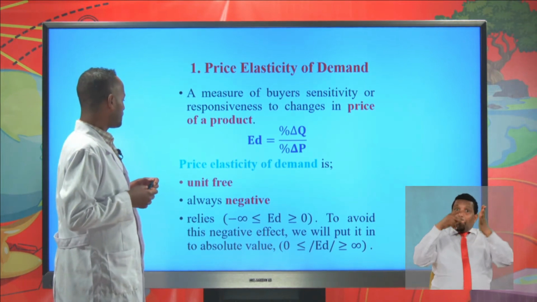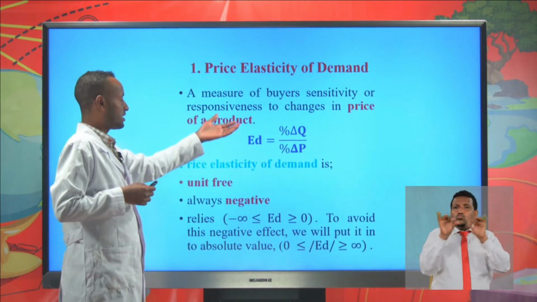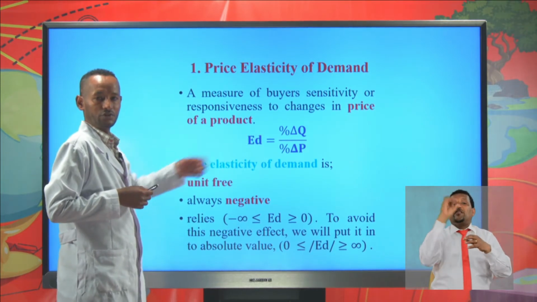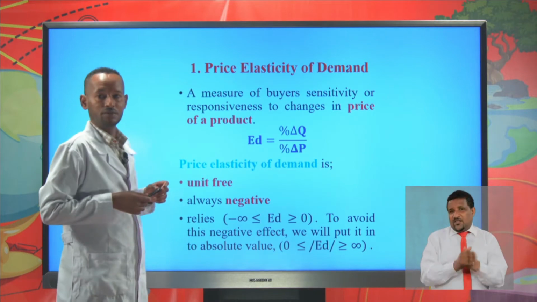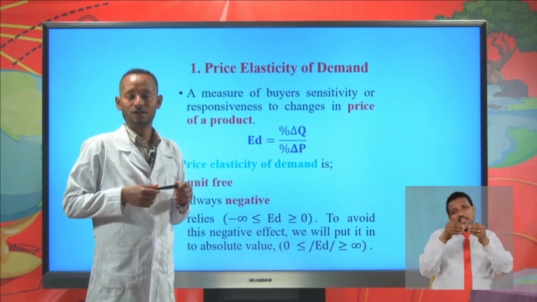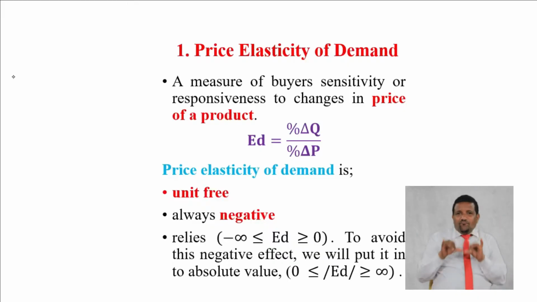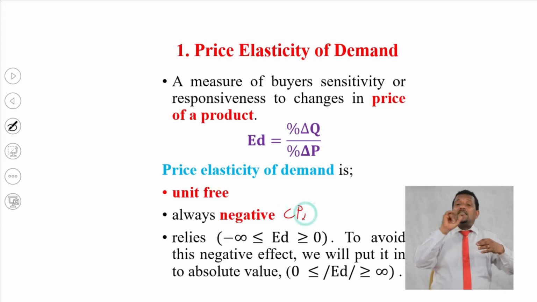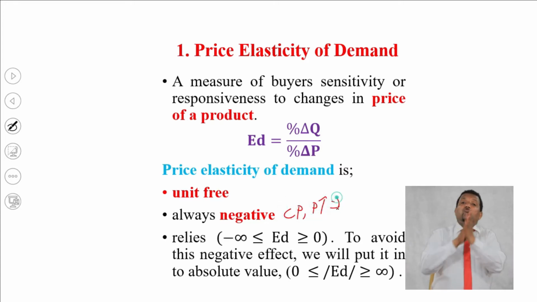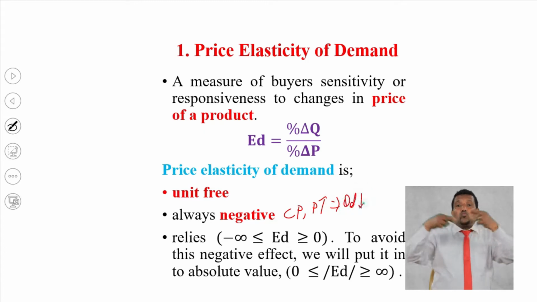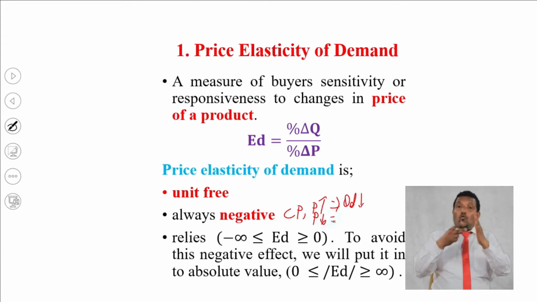The price elasticity of demand is unit free since it is the ratio of two percentages. That means we cannot measure the price elasticity of demand using meters, kilometers, liters or other units of measurement. The price elasticity of demand is always negative. This is due to the law of demand, which states that ceteris paribus, as the price of a commodity increases, the corresponding quantity demanded for that commodity will decline, and with a fall in the price, the corresponding quantity demanded will increase.